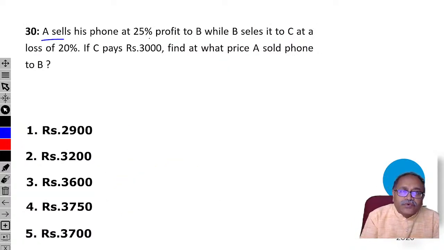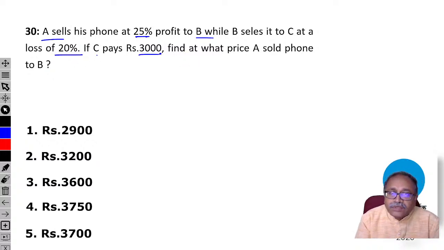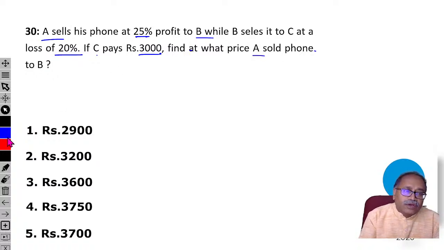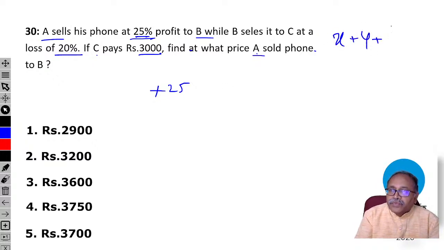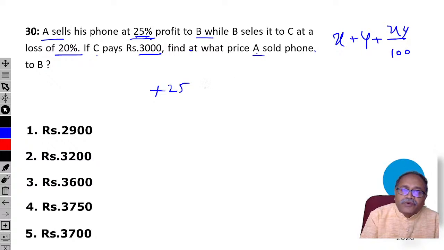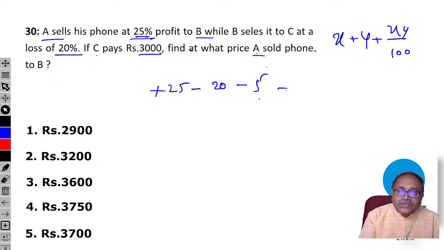Now A sells his phone at 25% profit to B, and B sells it to C at a loss of 20%. If C pays rupees 3,000, then find the price A sold to B. So can I find out the price of A? First find out that's 25% profit lo icham. So x plus y plus xy by 100 formula పెడుతున్నాను. Let's put this formula. So that is minus 20 and plus 25, minus 25 into 20 by 100, and 500 by 100, which is 5. So plus 25 minus 25, the effect is 0.